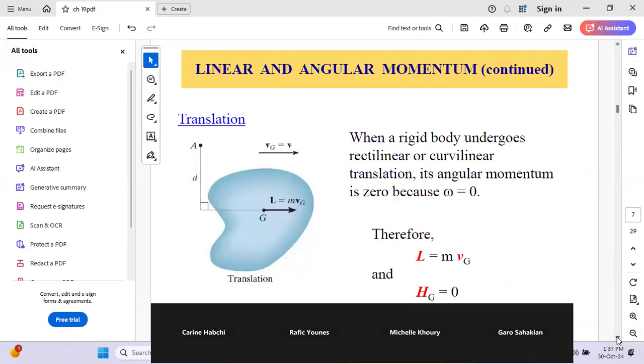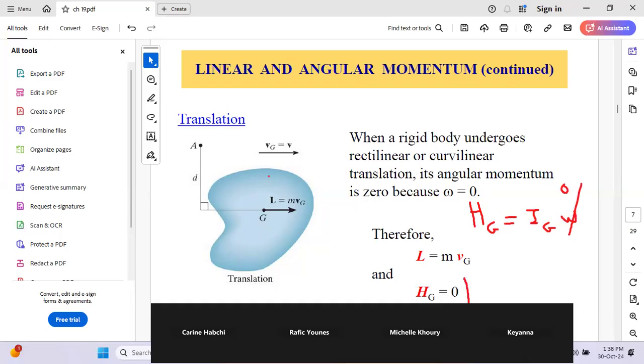Okay. So now, let us start with particular cases. The case of translation is the easiest case. In translation, no omega. Omega is equal to 0. So we can say that the linear momentum is equal to mvg, and the angular momentum is 0, because what is the general formula for angular momentum about G? We said that HG, angular momentum about G, is equal to IG omega. So since omega is 0, it will simplify and HG is 0.